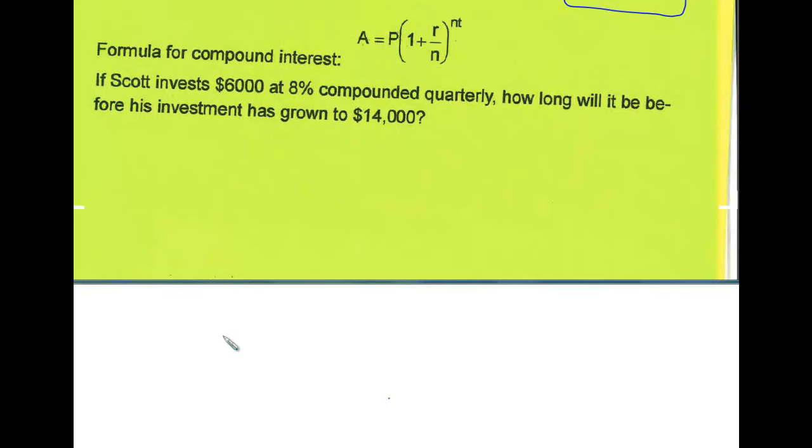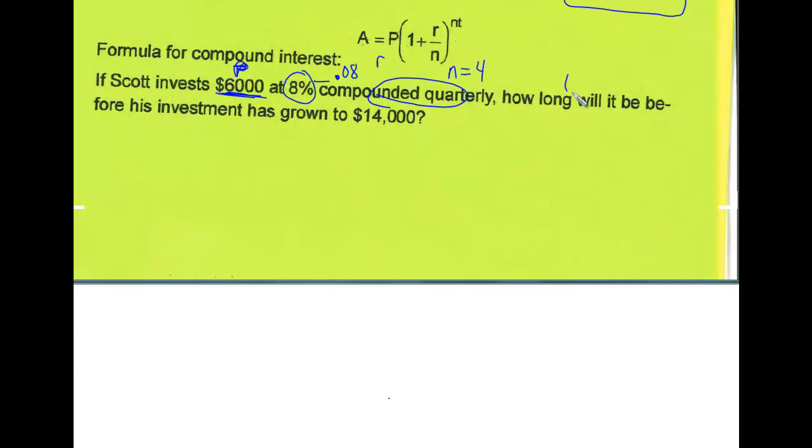This is an example just like we did on our last unit where we're talking about compound interest. We're given a formula. We need to plug it in. Let's find all of our players. Scott invests $6,000. So this is our P. That's what we're starting off with. 8% is our rate, and we need to change that to 0.08. Compounded quarterly is N. Quarterly means 4 times a year.